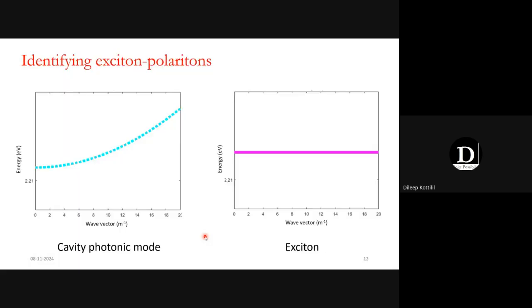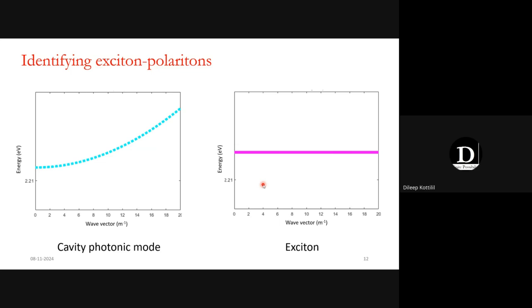So now, how to identify exciton-polaritons in a system? On the left-hand side, you can see a graph, and on the right-hand side, you can see a horizontal line. So the left-hand side tells you the dispersion diagram of a cavity photonic mode. It could be the nth cavity mode, doesn't matter. It's always going to be quadratic. So it has a quadratic nature. And the important thing is that on the x-axis, the wave vector is the in-plane wave vector, which I have just mentioned before. Now, on the right-hand side, we have this dispersion diagram of the exciton.